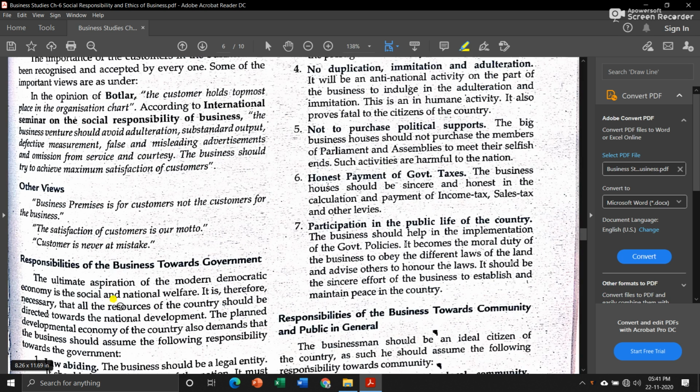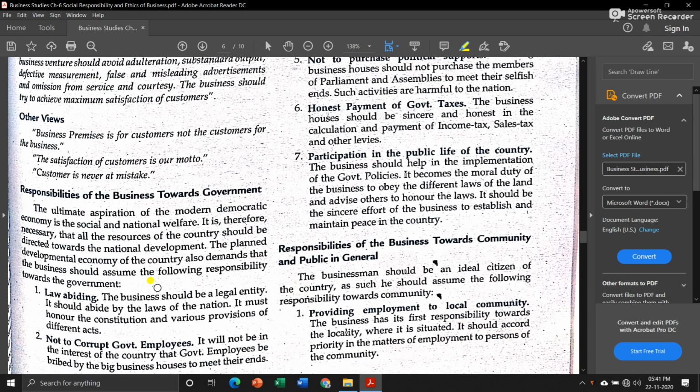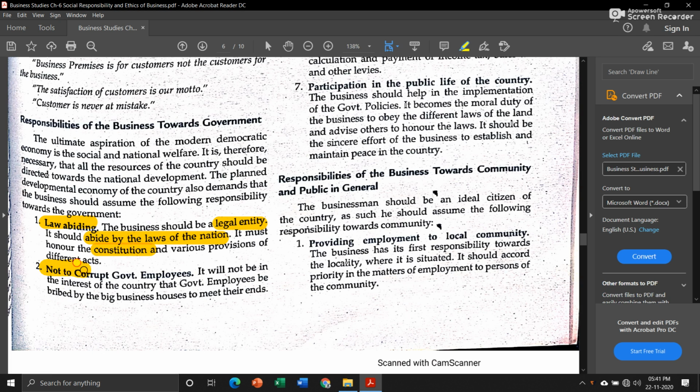Then next, let us see what the responsibilities of business towards government are. Their first and foremost responsibility is to follow all the laws that the government has created. The business should be a legal entity. Means we know that a business should not indulge in any illegal activity, so it should be a legal entity. It should abide by, means follow, all the laws of the nation. It must honor the constitution and provisions of different acts. The next is not to corrupt government employees. Means a business should not try to bribe any government employee to run some errand for the business or to get some documentation from the government offices.